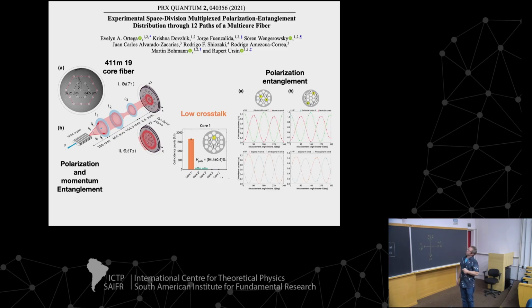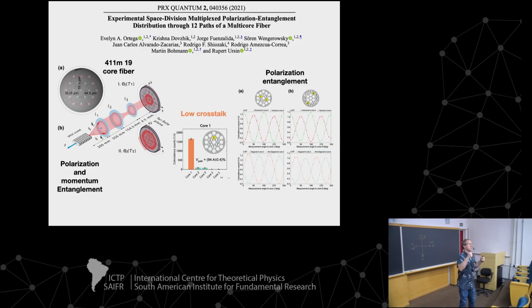And so what they showed is that over 411 meters of multi-core fiber, this low crosstalk remains low, and they're actually able to have really high polarization visibility. So they do these experiments here, which are like 2 photon Malus experiments. I put 1 polarizer on one of the photons at some angle, I rotate the other one, and I see some nice curves. And then you can change this polarizer to some other angle and do the same thing.